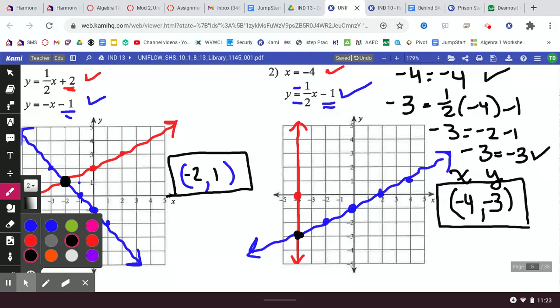If I picked a point that was up here on the red line and I plugged it in, it would only make the red one true, but it wouldn't make the blue one true. And if I picked a point over here on the blue line, it would make the blue one true, but not the red one. And I want the one point that makes them both true. Okay, and that's the one point right there where they intersect.